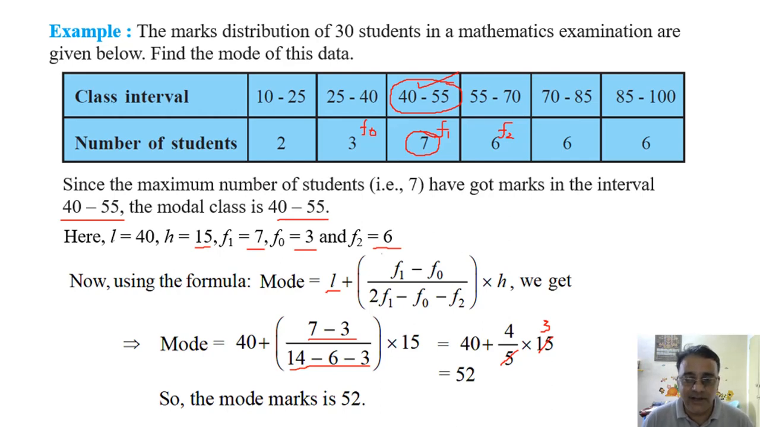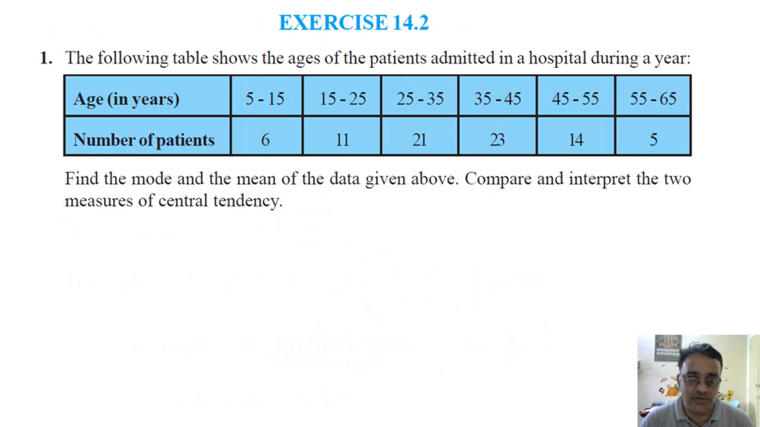Okay. So now we are going to start the exercise. First question. Exercise 14.2. The first question, altogether 6 questions are there, and we have to complete all 6 questions. The following table shows the ages of the patients admitted in a hospital during a year. Find the mode and the mean of the data given above. Compare and interpret the two measures of central tendency.